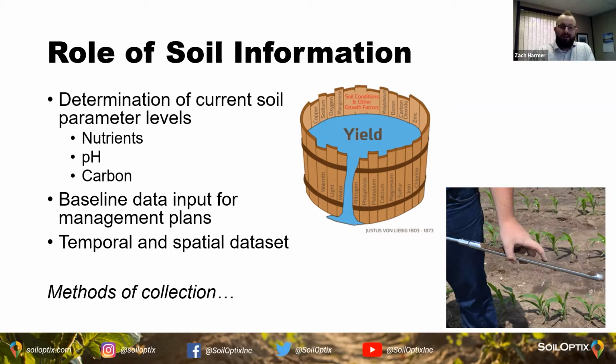But it's also used for identification, coming back to the law of the minimum, right? What is that limiting factor that's potentially reducing yield? As we know, as you reduce or don't have that balance in the soil across all of those properties, that's where we can begin to lose some of that potential. And one of the things that is also part of this is the temporal and spatial data set that you can get provided through the soil information. So what are some of those methods of collection ultimately?